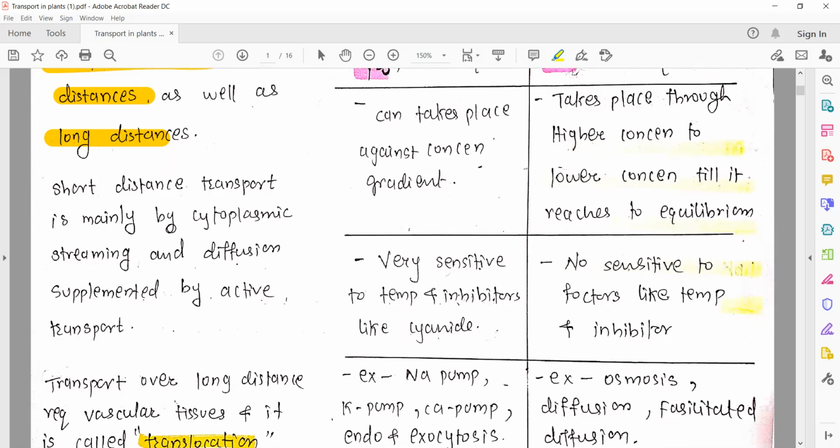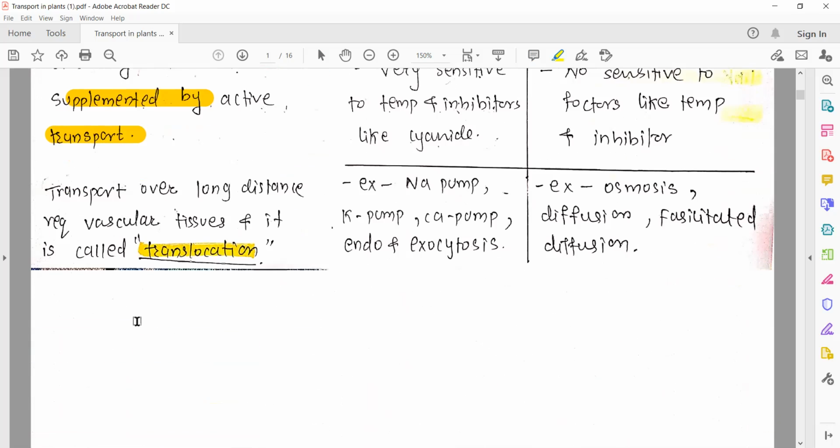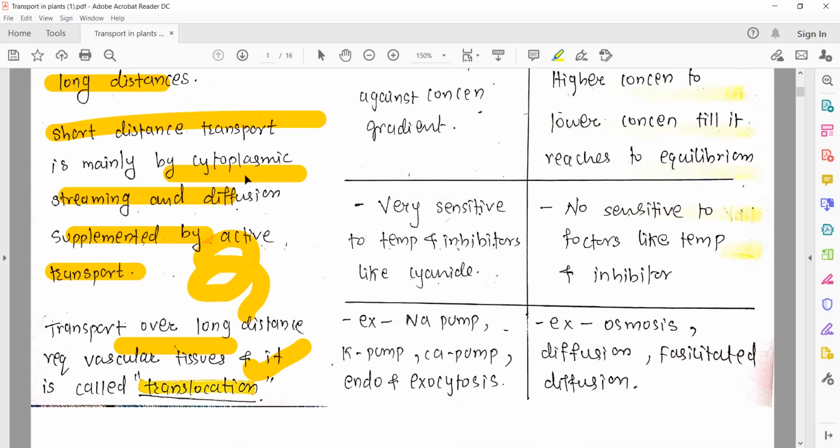So it is mainly done by cytoplasmic streaming, which helps in the diffusion process, and the things will be done for you. Now see what is written over here. Short distance transport is mainly by cytoplasmic streaming and diffusion supplemented by active transport. Now for transport over a long distance we need vascular bundles, and it is also called translocation. So the process is called translocation over here.